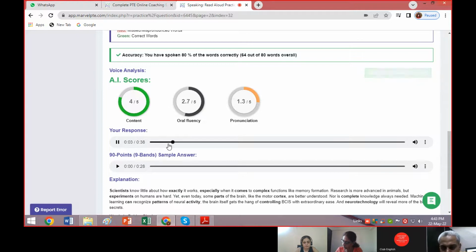Scientists know little about how exactly it works. Is it audible when it comes to complex functions like memory formation? Now I'm stopping it. So this is my speech. Now see the next band speech.